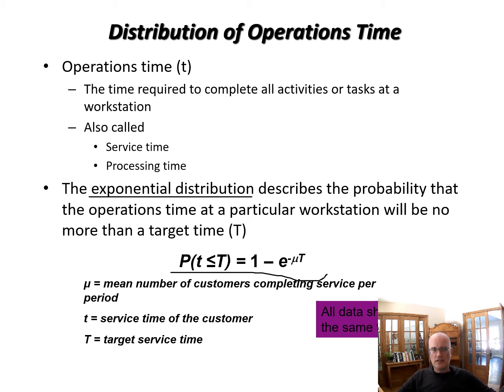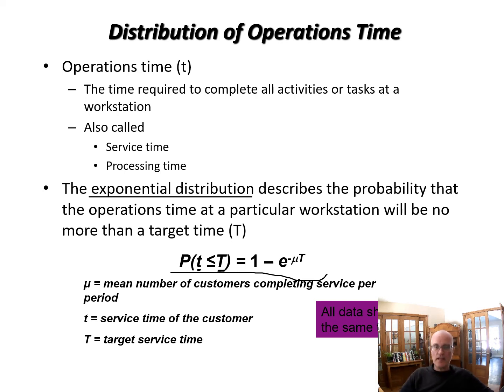Within the exponential distribution, the probability that service time, small t, the actual service time, is less than or equal to big T, the target service time, is equal to 1 minus e to the negative mu t, where mu is the mean number of customers completing service per period. That is the service rate. Lambda was the arrival rate, mu is the service rate. And again, you have to think about it in customers per hour.